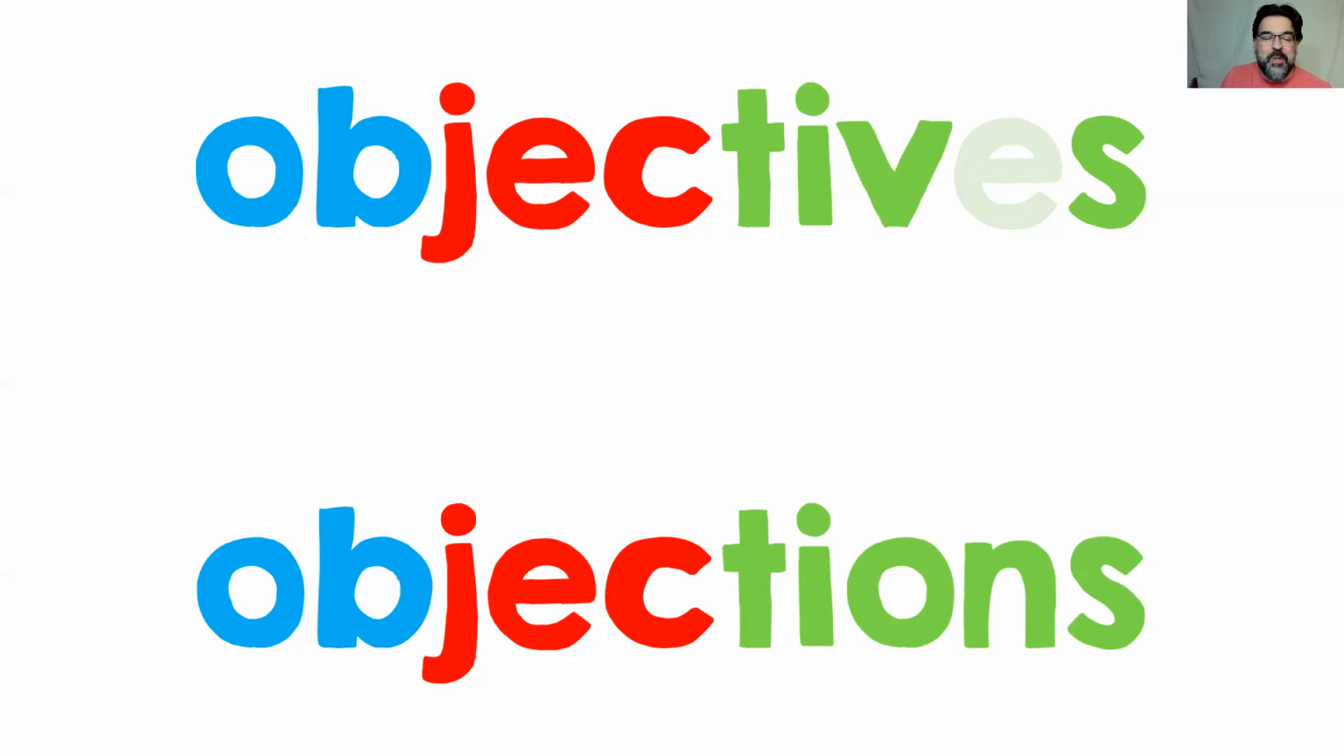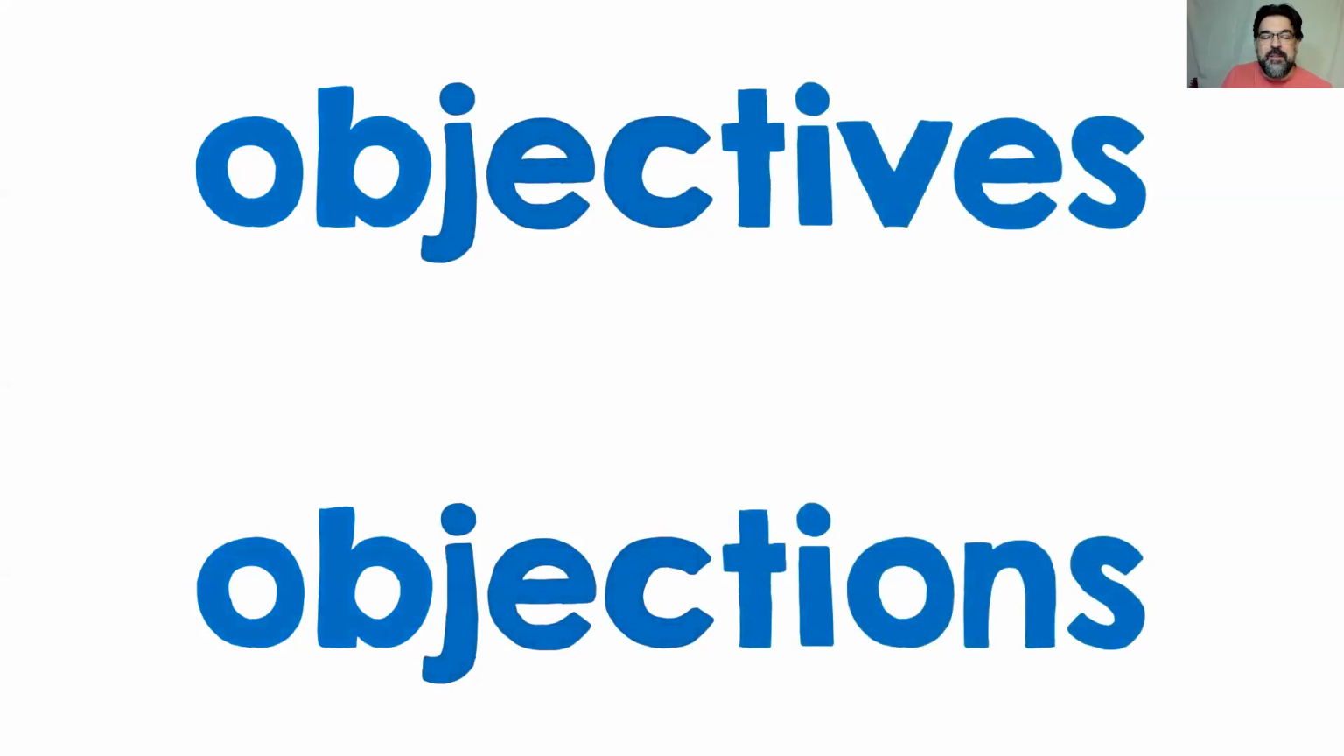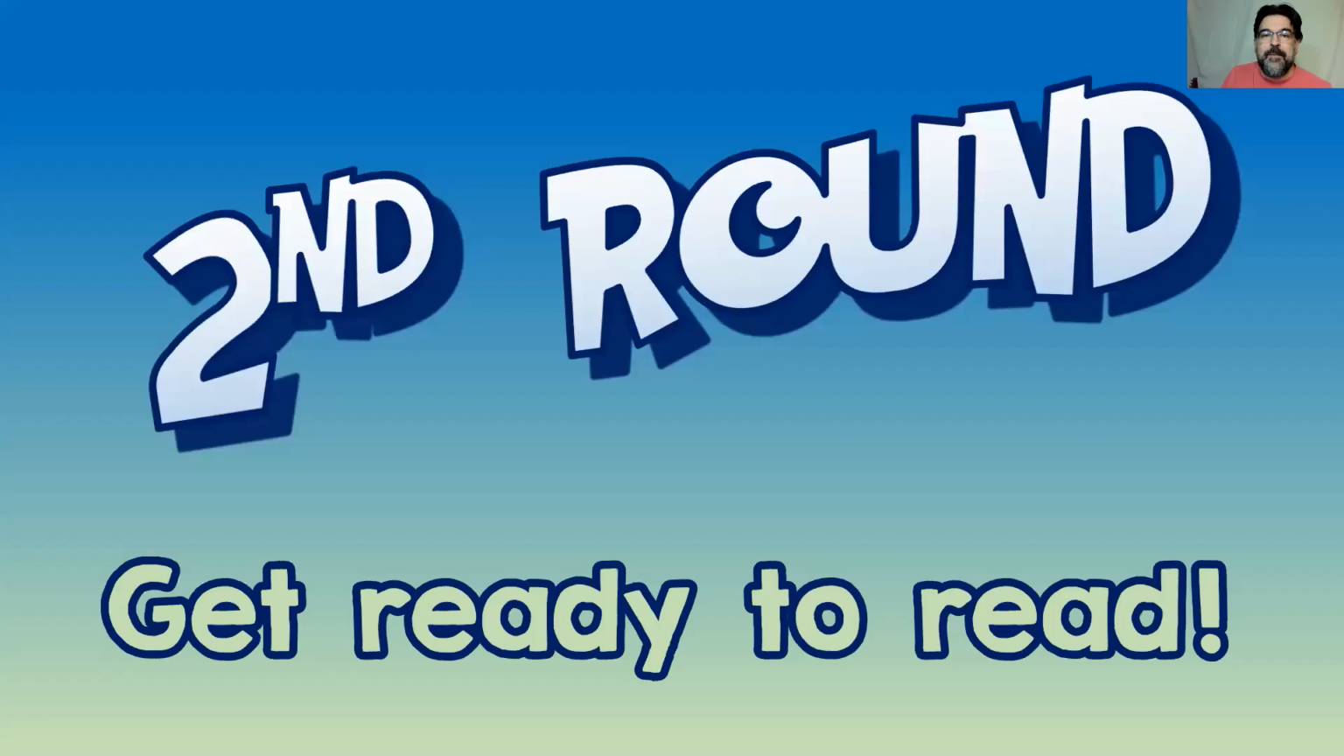Down below, the syllables are objections. Objections. Both of these are 3-syllable words. All right? So here's objectives, objections. Now, time for round 2.